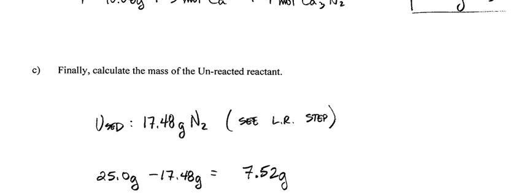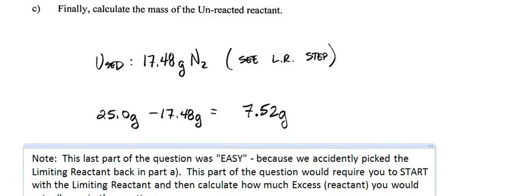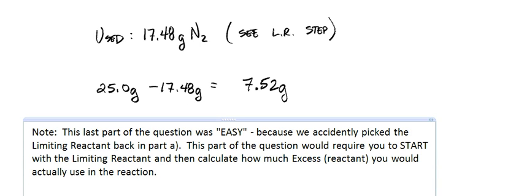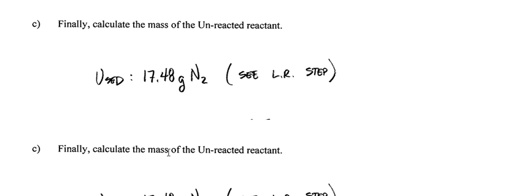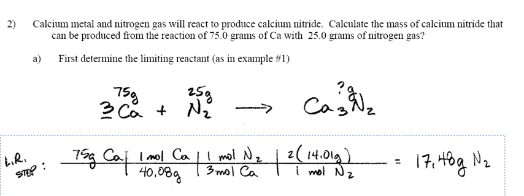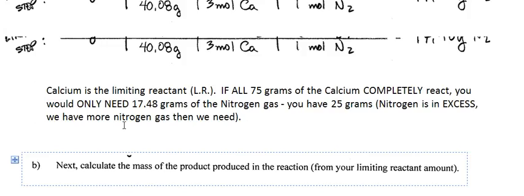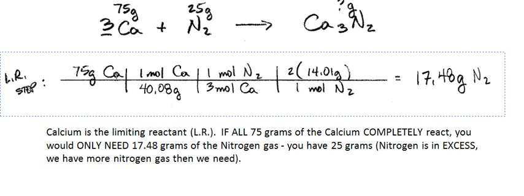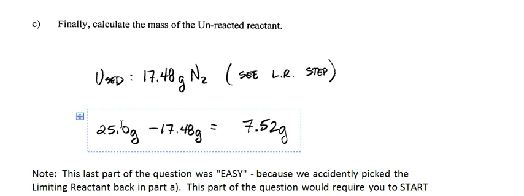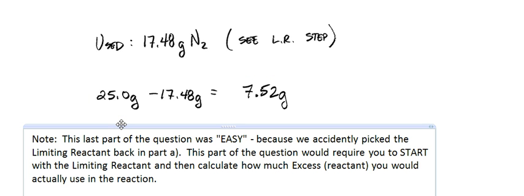Now, I've got a note on here. Hopefully I can get it up there for you. I've got a note stating that this last part was easy for us because we accidentally picked the limiting reactant back up here in part A. Had we not picked the limiting reactant, in other words, started with the nitrogen, we would have had to do this very calculation in part C to get how much of the excess was actually used so we could determine how much was left over.